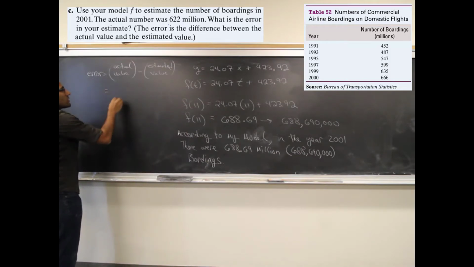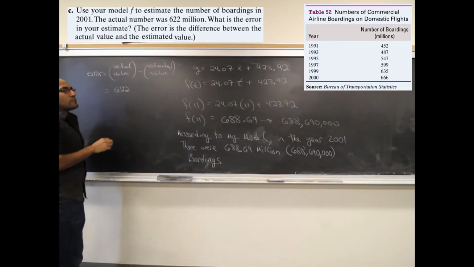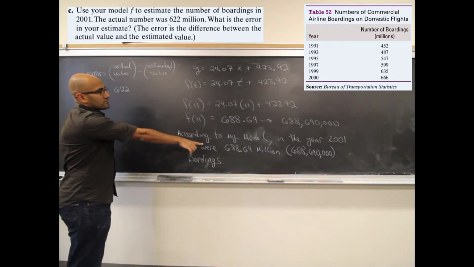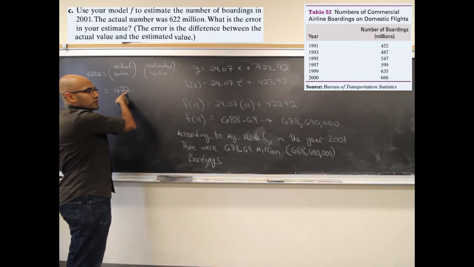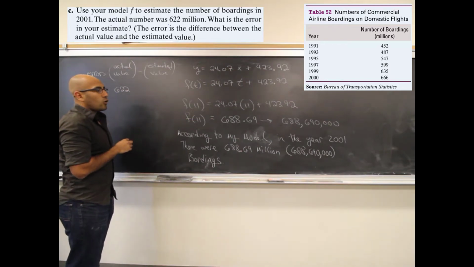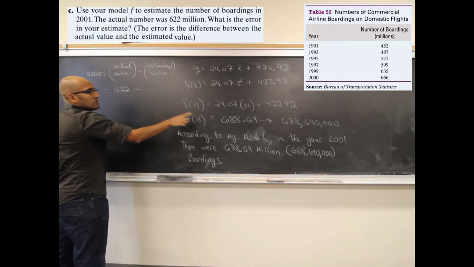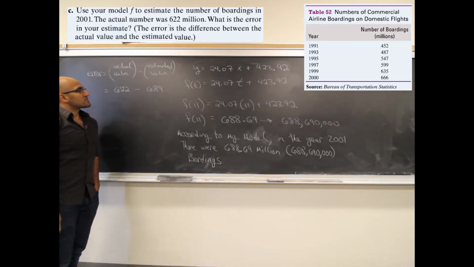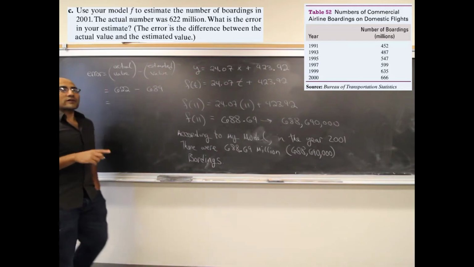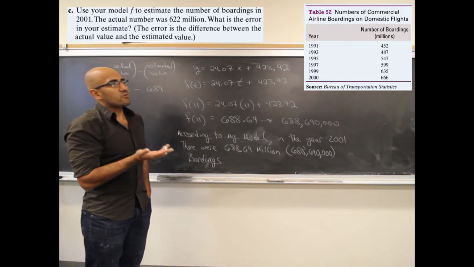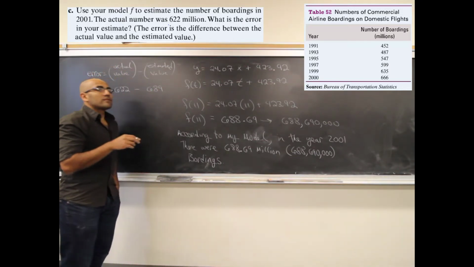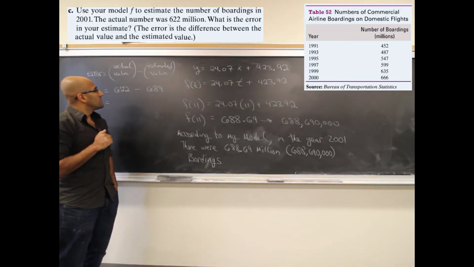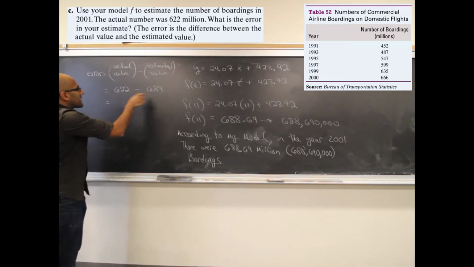So for 2001, we know there was really 622 million boardings. And since they rounded to the nearest whole number there, we can just round that to the nearest whole number here as well. So I'm just going to round that to 689 for the purposes of this. You'd follow your instructions if this doesn't give you any, but on the test I would let you know to round everything to 1 decimal or 2 or whatever, nearest whole number. Okay, so what do we get here?